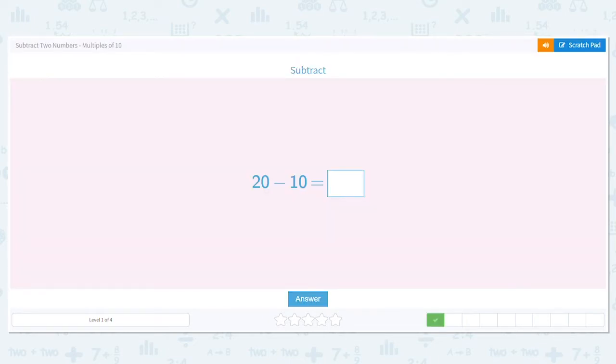Okay, let's try this one. 20 minus 10. My basic fact is 2 minus 1, which equals what? 2 minus 1 is 1. And I just bring over that 0 because 0 minus 0 equals 0. So 20 minus 10 equals 10.